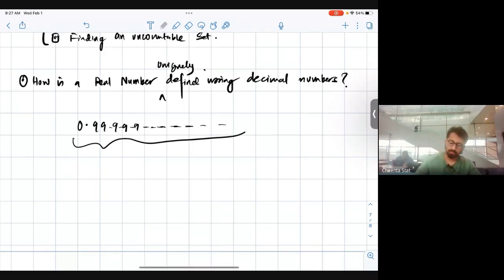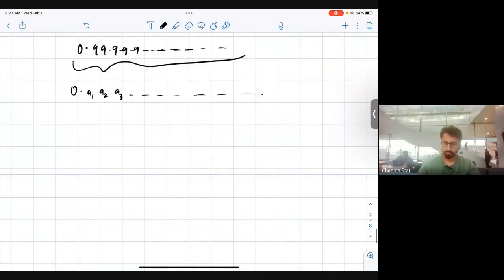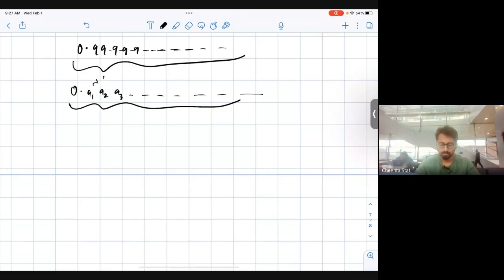If you say 0.A1A2A3, continuing, where A1 is a digit, an integer between 0 and 9, and A2 is an integer, how do you represent it mathematically? What does 0.1 mean? We are going from the very basics of school, okay? It's 1 by 10, great. What does 0.01 mean?